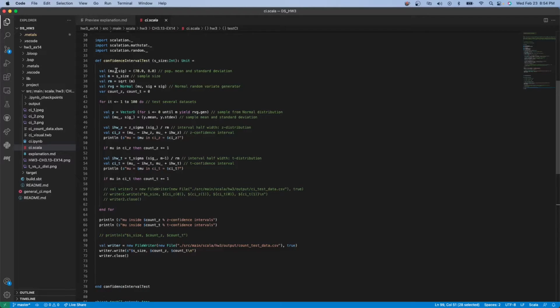Then we're going to set the population mean and the population standard deviation. We're going to initialize the sample size, so we're passing that in every time. We're going to take the square root of the sample size, and then we're going to initialize a random variate generator. It's kind of similar to what we did in Python, for this mu and then some variance.